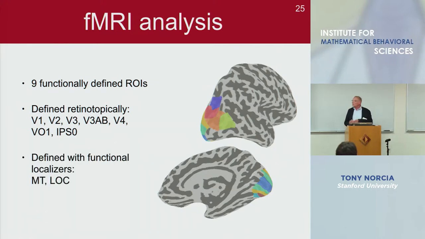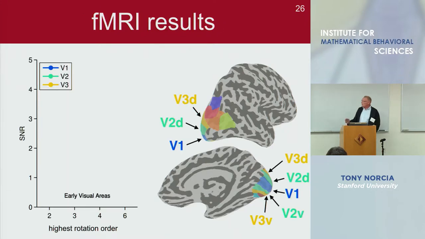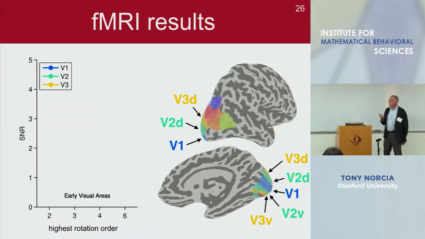And then some of the areas we'll define on the basis of functional localizers. So area MT is defined on the basis of a motion localizer. Area LOC, actually a big complex, is defined on the basis of a contrast between intact and scrambled objects. So then we can look in each of these areas to see if there's a parametric response to the degree of rotation symmetry. So let's start at the beginning, V1, V2, and V3, where we know the most about the representation of texture.